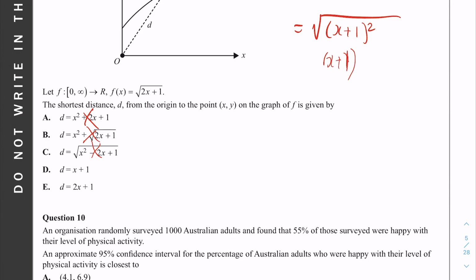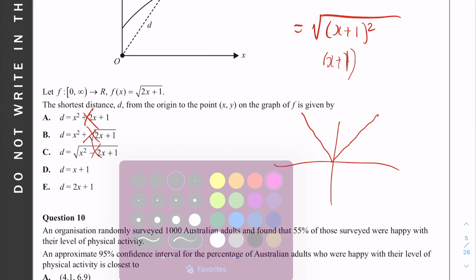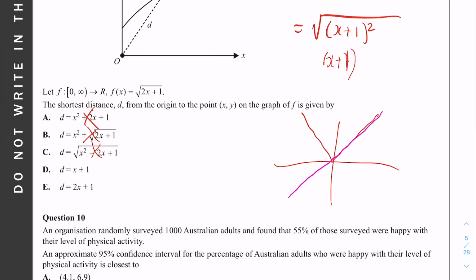So even if you were to sketch that, you would find that that graph looks something like that and like that. And from 0 to infinity, the x plus 1 looks like, I'll just draw it in a different color. The x plus 1 is like that. And so from 0 to infinity, they're the same graph. So x plus 1 is the answer.